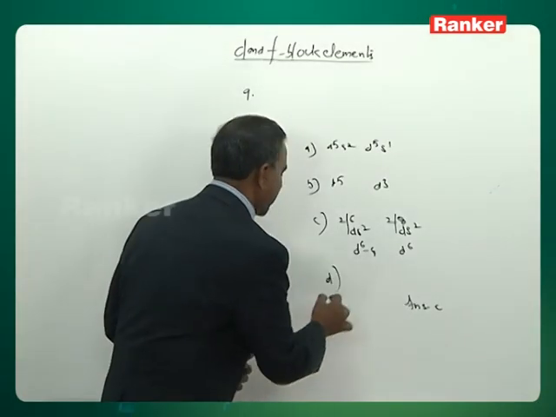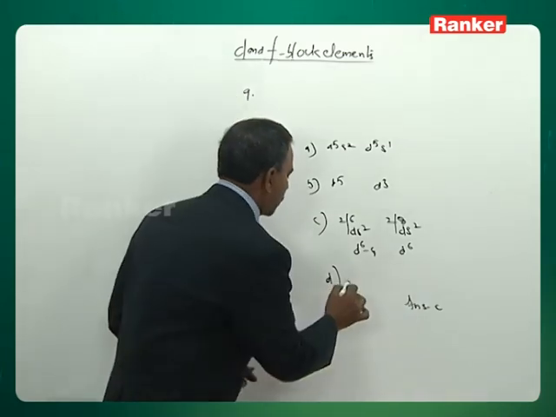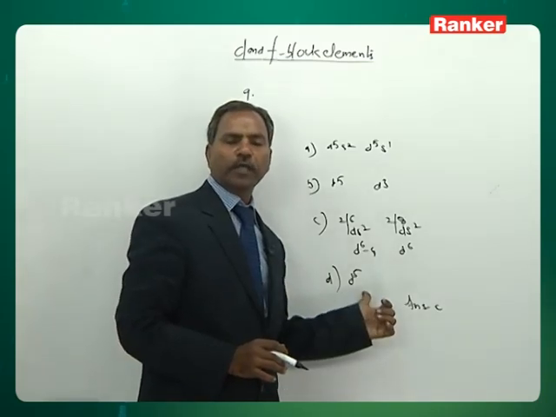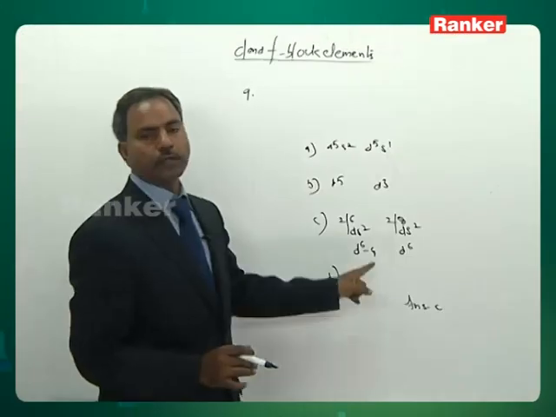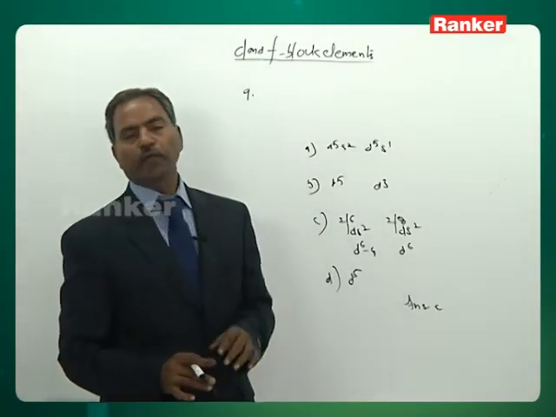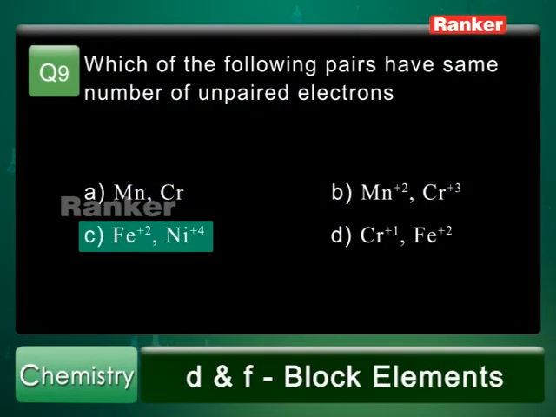Coming to D, I will still explain why not D. Chromium+1 means d5, and unpaired electrons are 5. Fe+2, already shown here, is d6, 4. So chromium+1 carries 5 unpaired electrons, Fe+2 carries 4 unpaired electrons. Therefore, only this option C is the correct answer, both carrying 4 unpaired electrons.